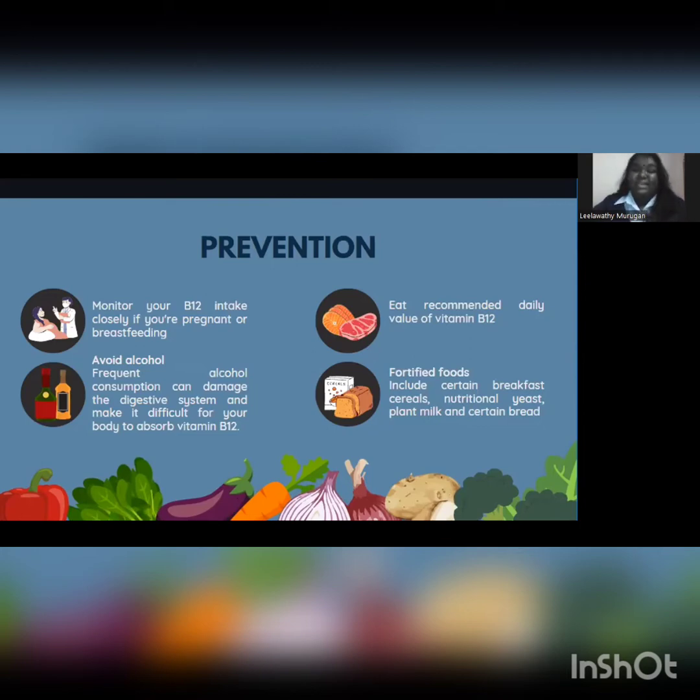Apart from that, eat the recommended daily value of vitamin B12, because there are some foods that are rich in vitamin B12, like crustacean foods, vegetables, and dairy products, followed by fortified foods, which include certain breakfast cereals, nutritional yeast, and plant milk. Certain breads can also prevent vitamin B12 deficiency.